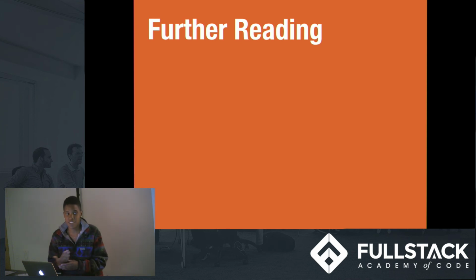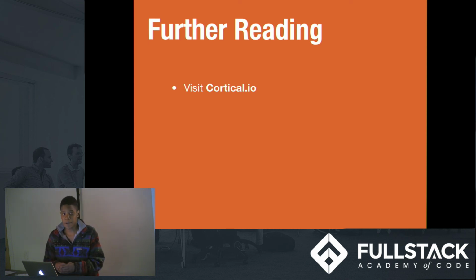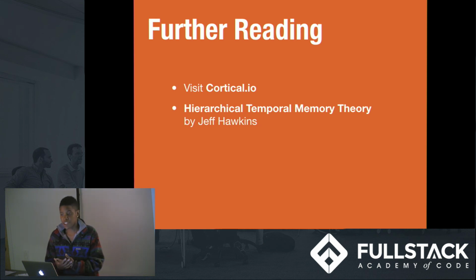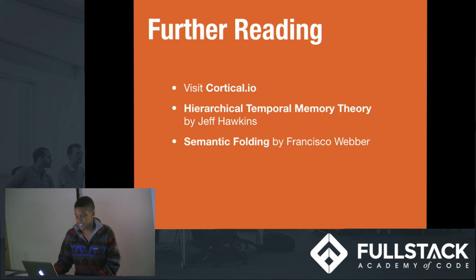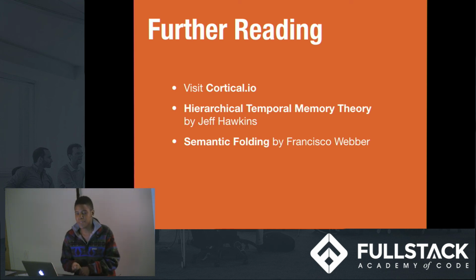And to wrap up, I wanted to give you just a few things that you might want to look at if you're interested in this topic. The first is the Cortical website, where they have a ton of demos using their API, like the one that I just showed. And you can read a lot more about this technology on their site. Another resource is the hierarchical temporal memory theory, which was actually the neurological basis for this technology. And the last is the semantic folding white paper by Francisco Weber, who is the founder of Cortical.io. And this paper goes into a more detailed explanation of the process methodology for the semantic fingerprint.